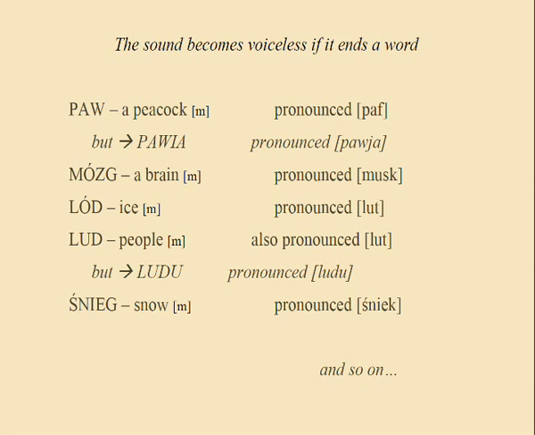Example: paw, meaning a peacock, is pronounced, quick look at the table above, as paf, with a clear f sound at the end. However, one of its declined forms is spelled p-a-w-i-a, pronounced pavia, with a clear v sound, as in this case the w does not end the word pawia.